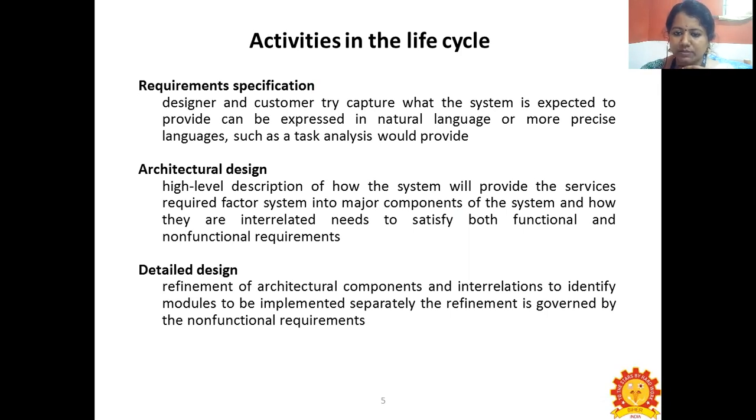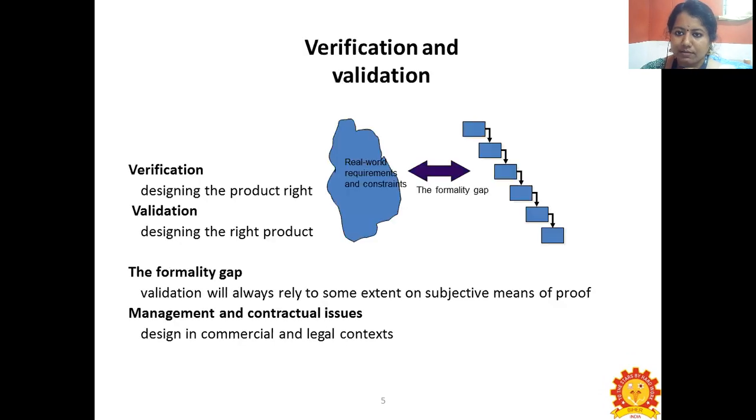Next, we are going to see about the detailed design under the activities of the life cycle, which is a refinement of the architecture components and the interrelations to identify the modules to be implemented separately. The refinement is governed by the non-functional requirements. Next is verification and validation. Verification means designing the product right. Validation means designing the right product.